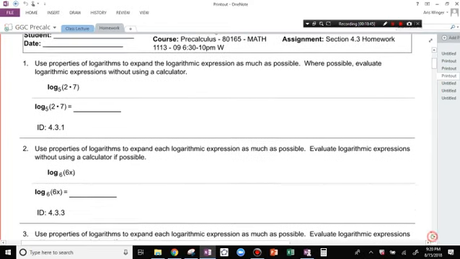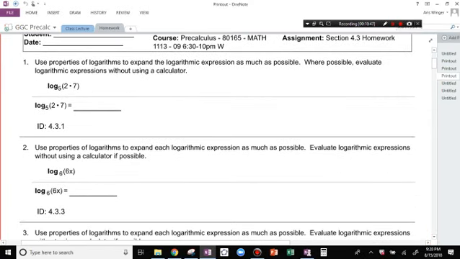Log base 5 of 2 times 7. They're asking us to expand it as log base 5 of 2 plus log base 5 of 7. That's all they want. They'll want us to simplify for the other ones, but that's why they went for this.